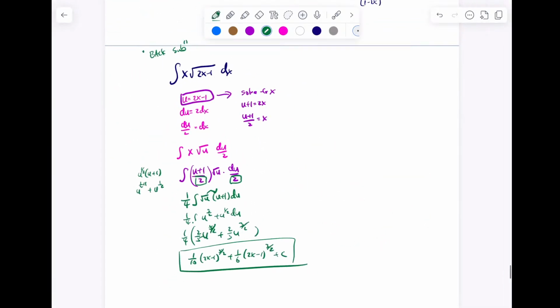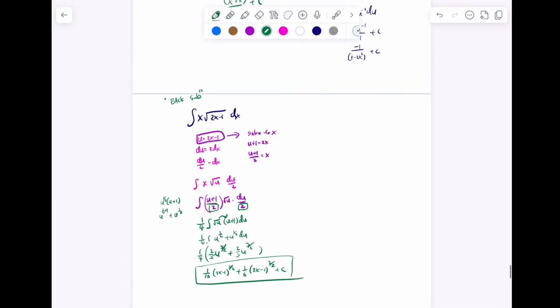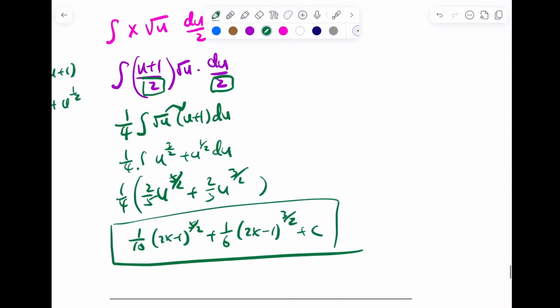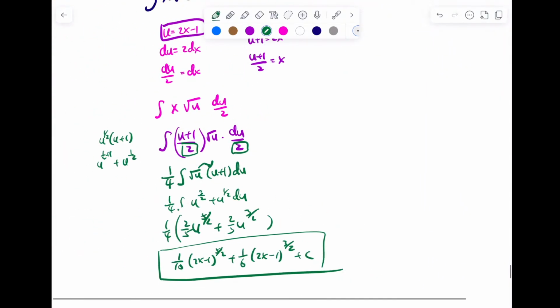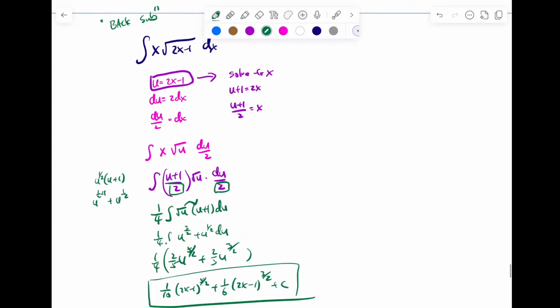This answer looks more complicated. So this one's called back substitution. So when they have the same degree, you back substitute.